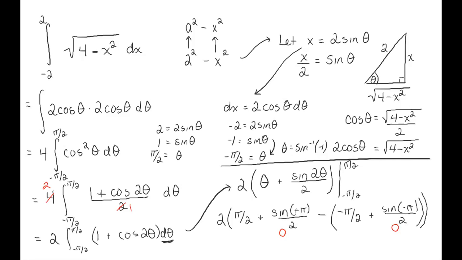Okay, so what's left? 2 times pi over 2 minus negative pi over 2, but that's just pi. So 2 pi.